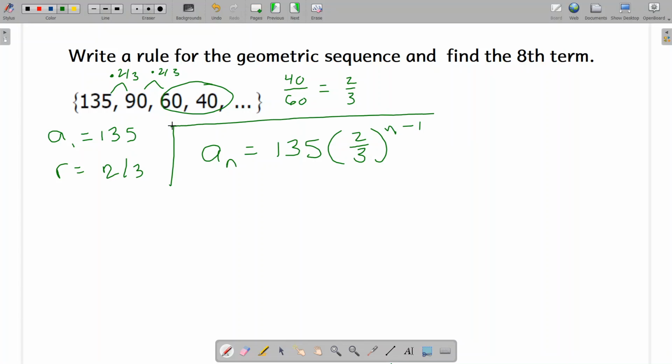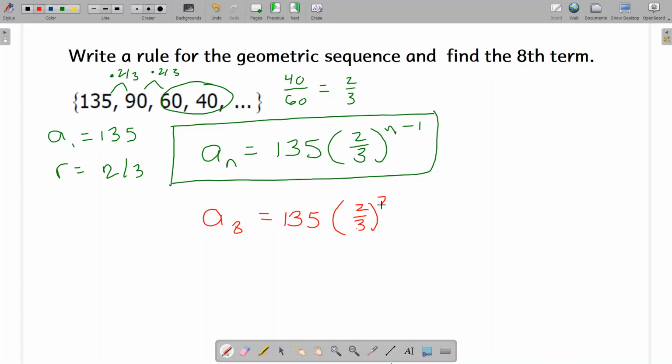If we want to find the 8th term, just like last time, we're going to plug in 8 for n, and then use our order of operations to calculate further. This time we're going to get 7.9. I rounded a little bit there. We can just go out to that tenths spot.